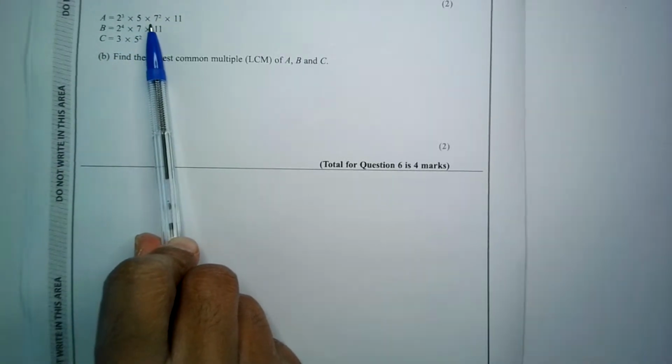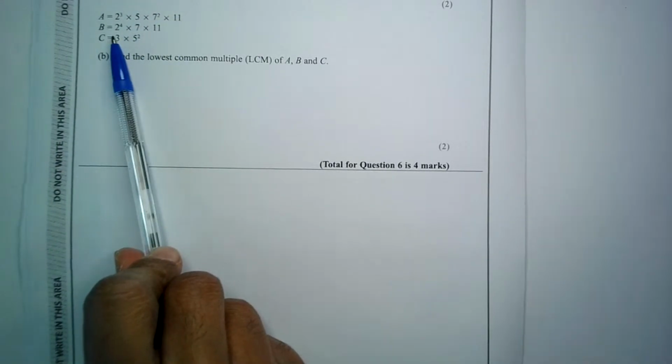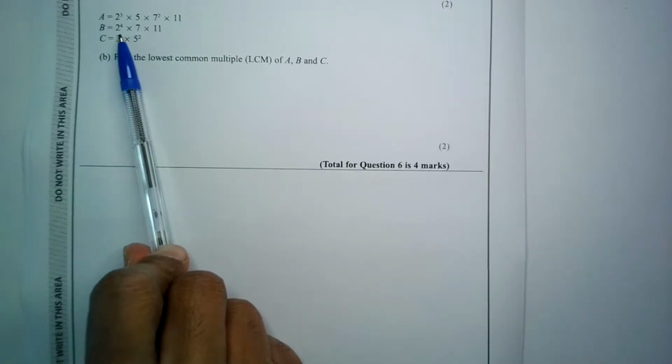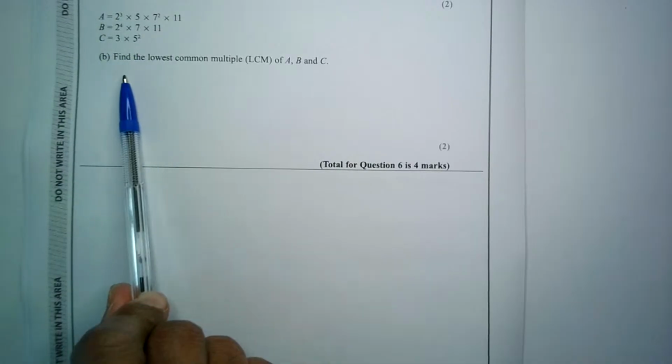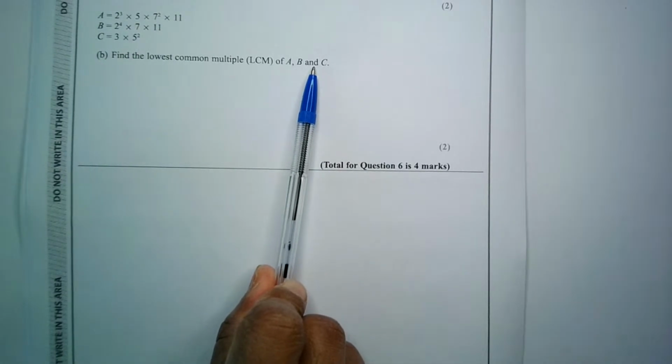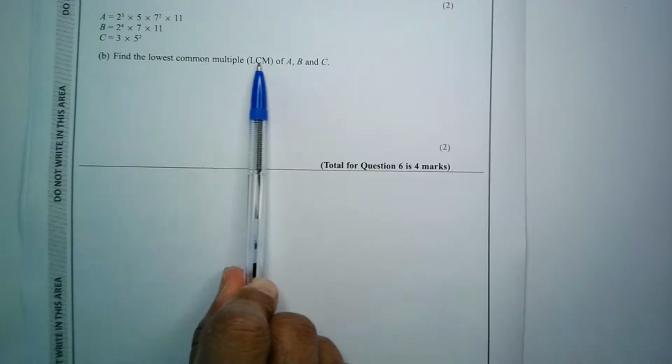Okay, this one is slightly different to what we've done before. A equals 2 to the power 3 times 5 times 7 squared times 11. B equals 2 to the power 4 times 7 times 11. C equals 3 times 5 squared. Find the lowest common multiple of A, B, and C. So what is the LCM of this?